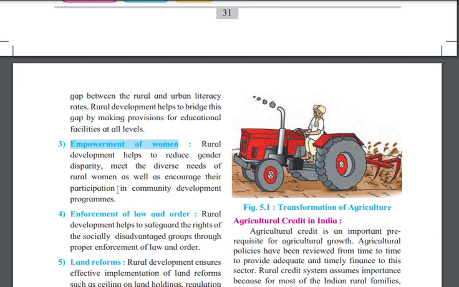Rural development helps to reduce the gender disparity that already exists in the villages, like men should work outside and women should work in the kitchen, and meets the diverse needs of rural women, as well as encouraging participation in community development programs. So here they are saying that with the help of rural development, women will be encouraged and will participate in community development programs, community movement for the sake of society. So that's why rural development is important.